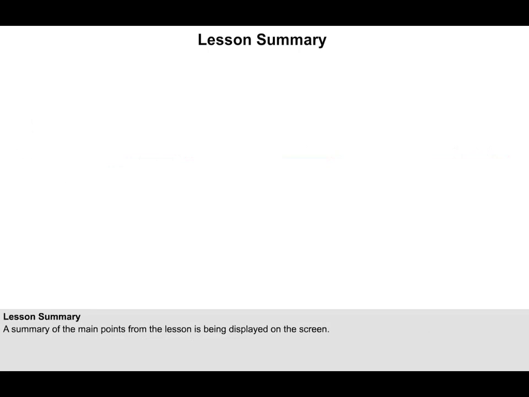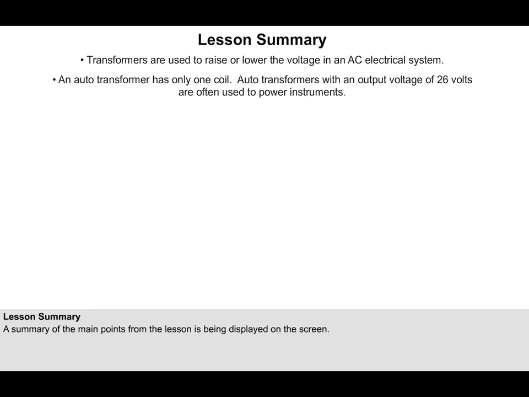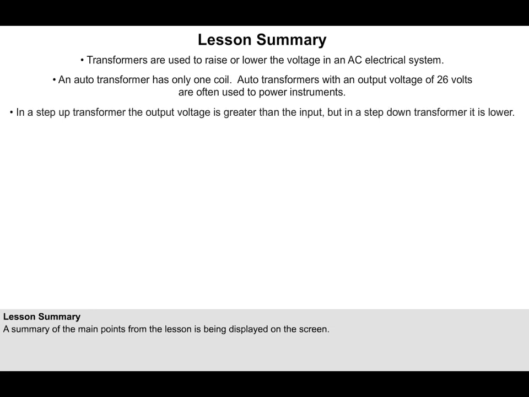That is the end of the lesson. Here are the main points that you need to take from it. Transformers are used to raise or lower the voltage in an AC electrical system. An auto-transformer has only one coil. Auto-transformers with an output voltage of 26 volts are often used to power instruments. In a step-up transformer, the output voltage is greater than the input, but in a step-down transformer, it is lower.